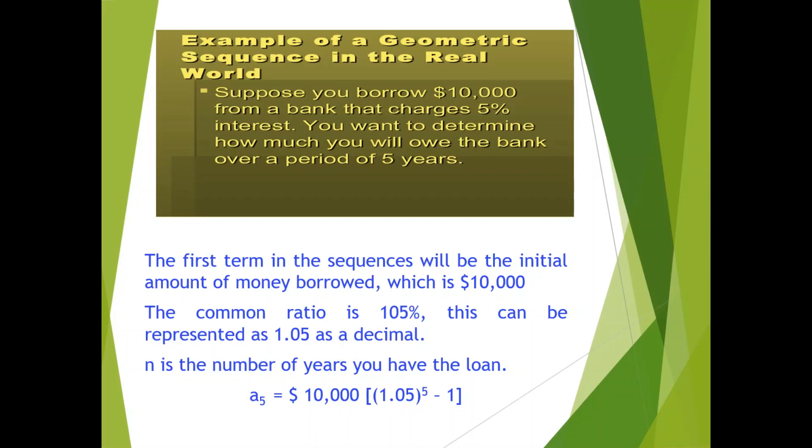And n is the number of years you have the loan. So at the 5th year, we have to find the 5th term of the sequence. A5 is equal to $10,000 into 1.05 power 5 minus 1.